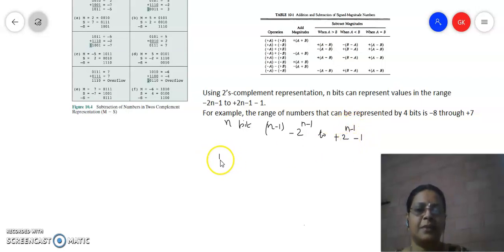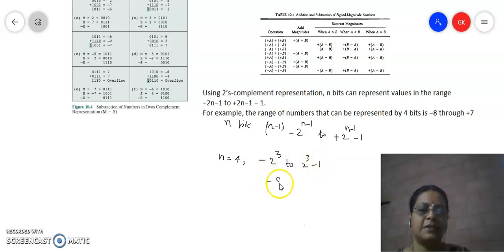Suppose, for example, n is equal to 4 bits for representing the numbers. What is the range of numbers that can be represented? It is going to be minus 2 power n minus 1, that is 4 minus 1, 3. So minus 2 power 3 to plus 2 power 3 minus 1. So what it means is minus 8 to 7. So what are the numbers that you can represent with 4-bit numbers? If we expand this, it is going to be minus 8, minus 7, minus 6, up to 0, then 1, 2, up to 7. So this is the range of numbers that can be represented if n equals 4.